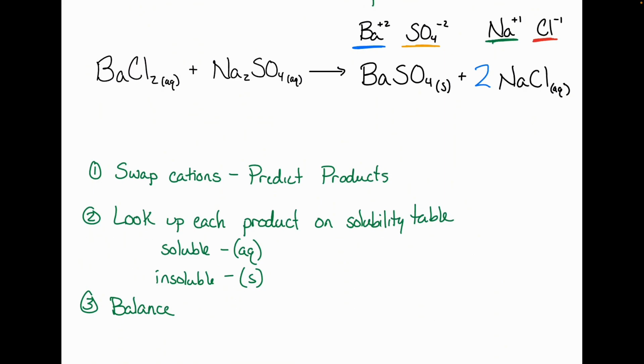So again, first step, we have to predict our products, and we do that based on the fact that this is a double displacement reaction. My barium is originally paired with my chloride, and my sodium is originally paired with my sulfate, and I'm going to swap the sodium and the barium. So now the barium is paired with the sulfate, and the sodium is paired with the chloride.